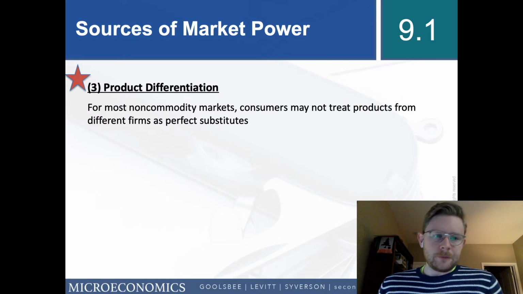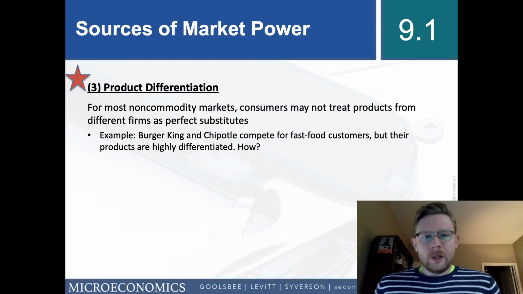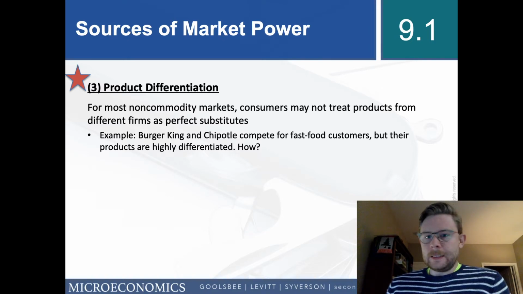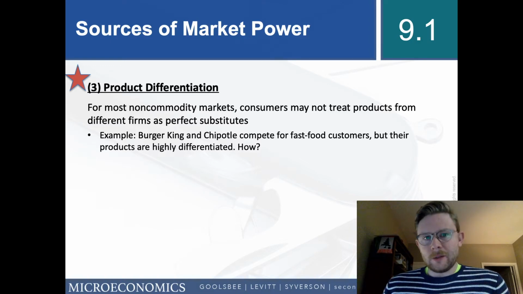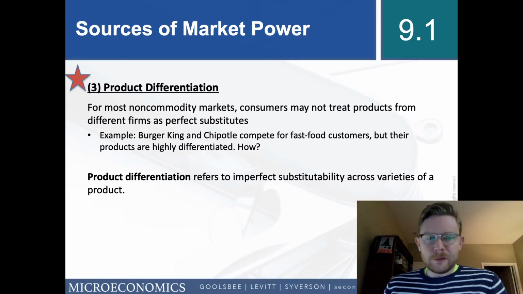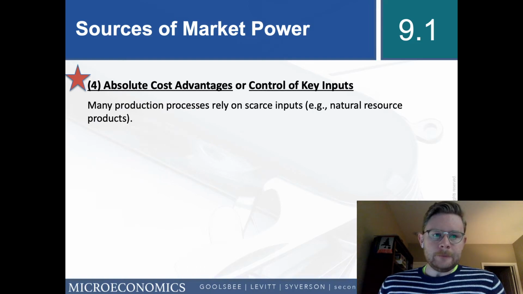There's also product differentiation. For most non-commodity markets, so it just means for non-agricultural output, for non-mining input, for most goods that you and I consume every day, we don't treat the products from different firms as perfect substitutes. I wouldn't say that Burger King and Chipotle are perfect substitutes, despite the fact that they're both competing for fast food customers. The products themselves are highly differentiated. If I'm in the market for Tex-Mex, I'm not going to go to Burger King. In general, product differentiation just refers to imperfect substitutability across varieties of a product.